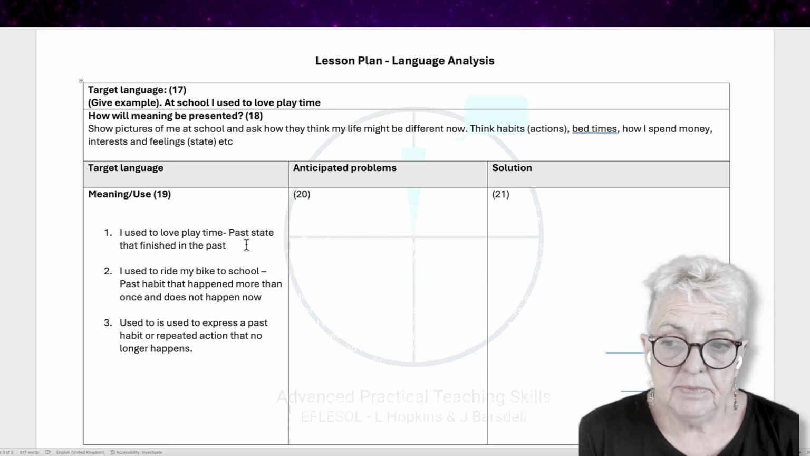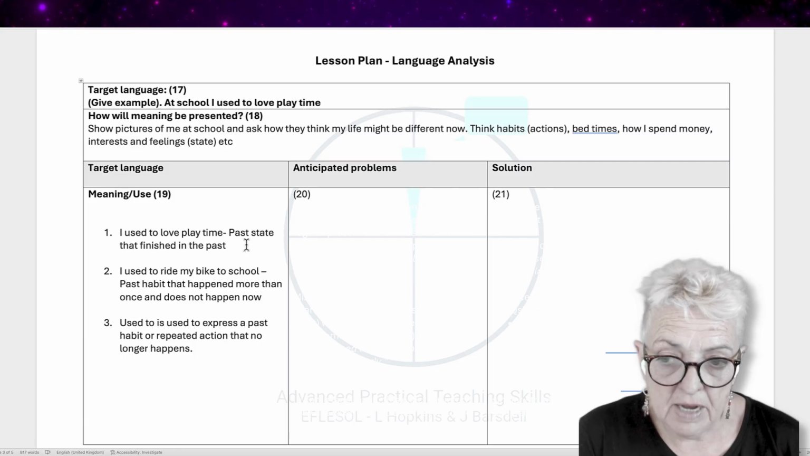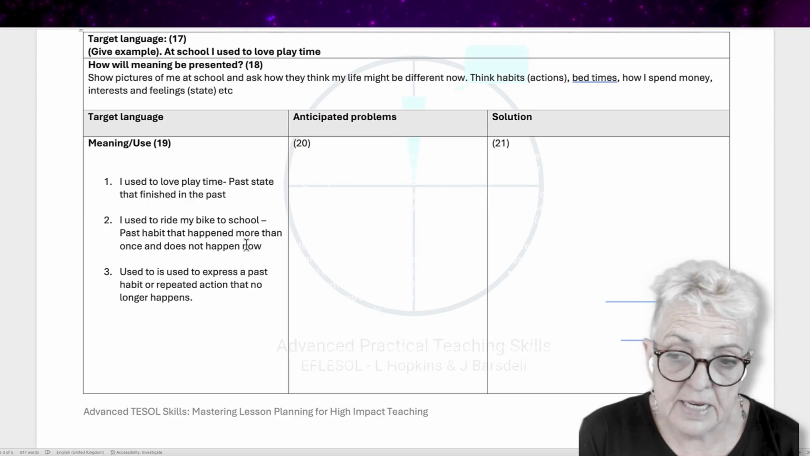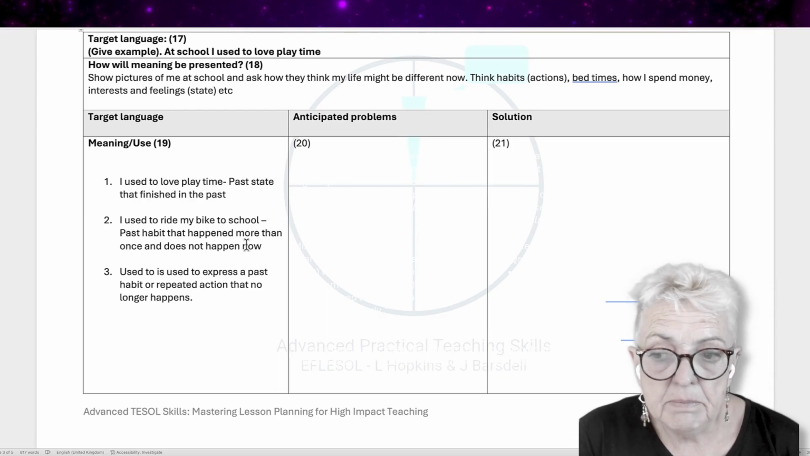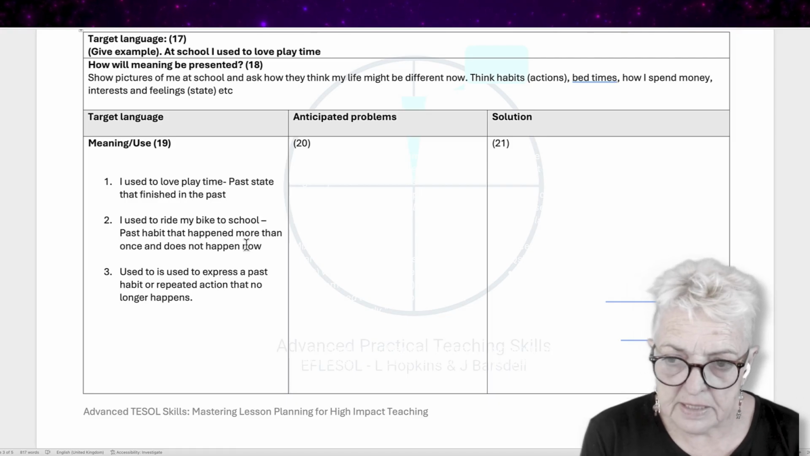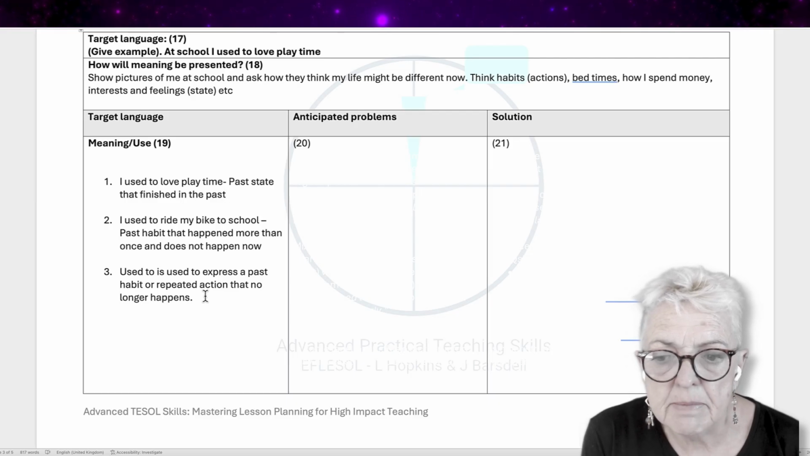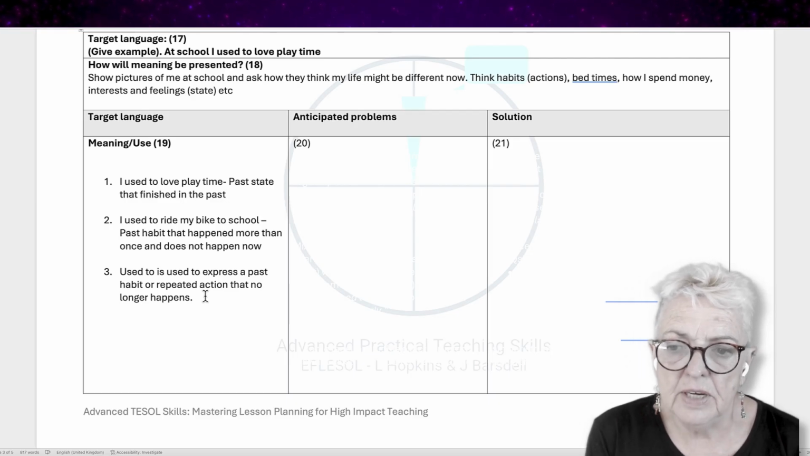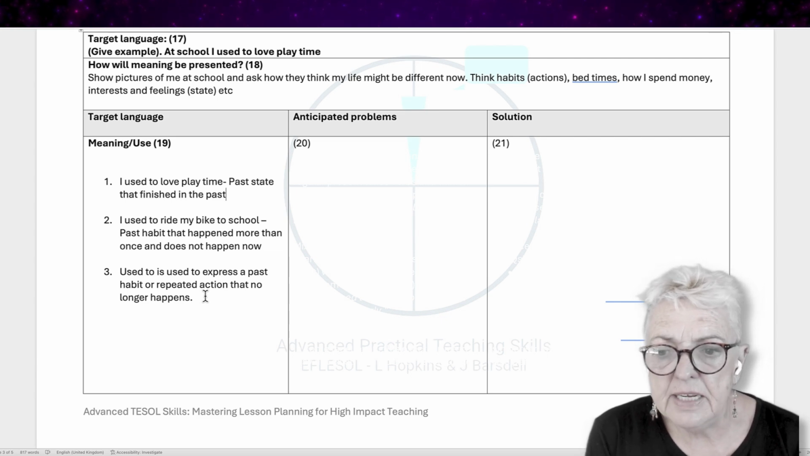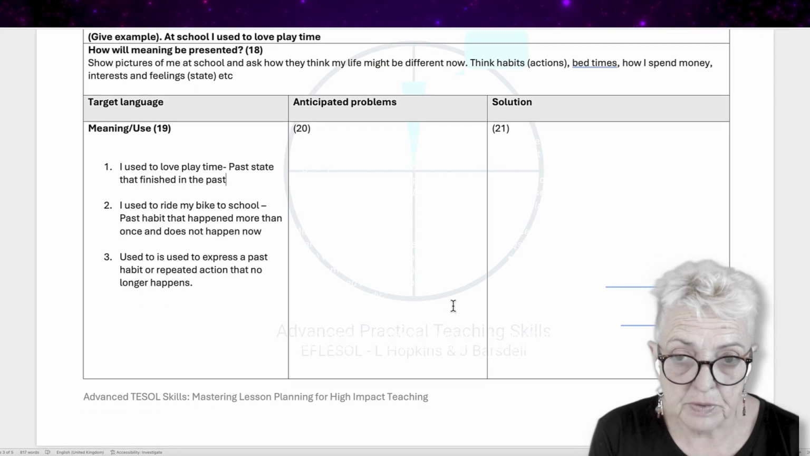It's a past state, so it means it's a state that finished in the past. I used to ride my bike. It's a past habit as opposed to state, and it doesn't happen now. But also, if it was habit, it infers automatically that it happened more than once. And used to express a past habit or repeated action that no longer happens. There's a bit of repetition there, but that gives you the idea. So essentially, that is the core meaning of used to.